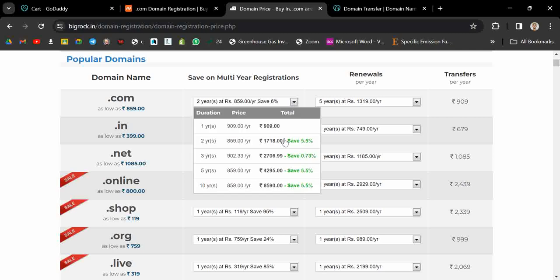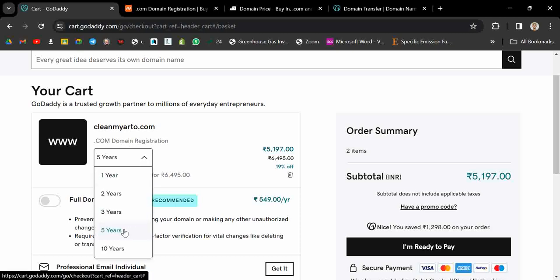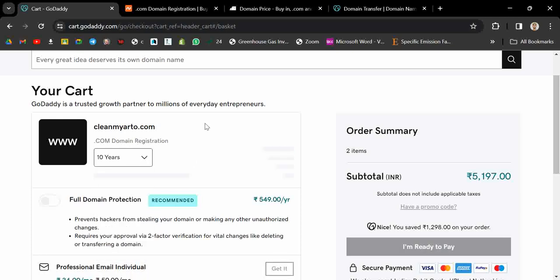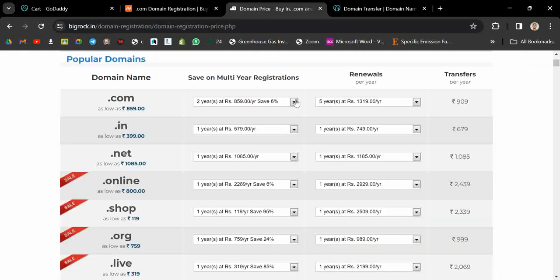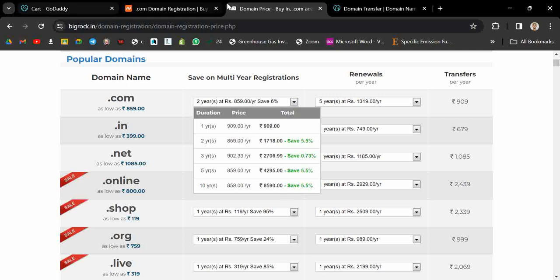You can see that for 10 years it's providing at a rate of 8,590, and if I talk about GoDaddy, for 10 years they are providing it at 11,692. So talking about the long term, you can definitely switch to BigRock.in. It's very cheap, and the services are also good.